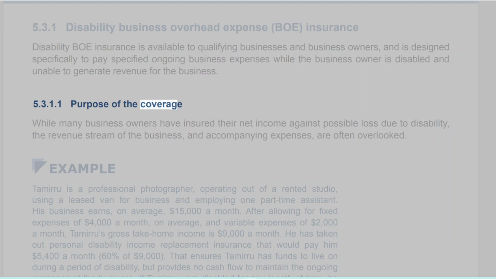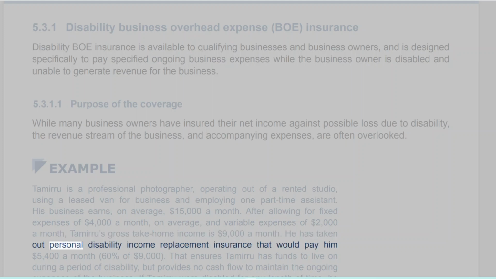5.3.1.1 Purpose of the coverage. While many business owners have insured their net income against possible loss due to disability, the revenue stream of the business, and accompanying expenses, are often overlooked. Example: Tamaru is a professional photographer, operating out of a rented studio, using a leased van for business and employing one part-time assistant. His business earns, on average, $15,000 a month. After allowing for fixed expenses of $4,000 a month, on average, and variable expenses of $2,000 a month, Tamaru's gross take-home income is $9,000 a month.